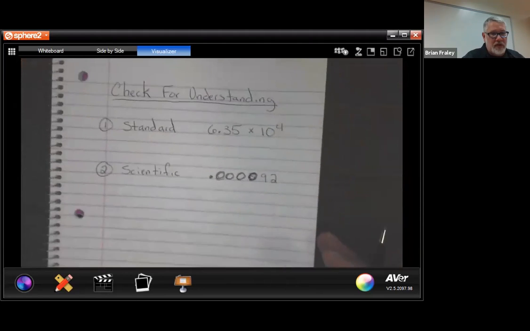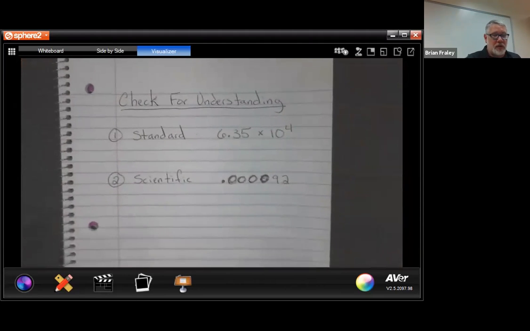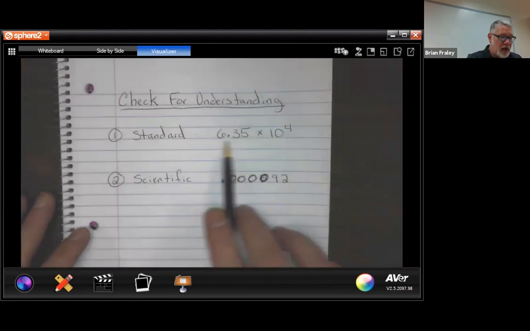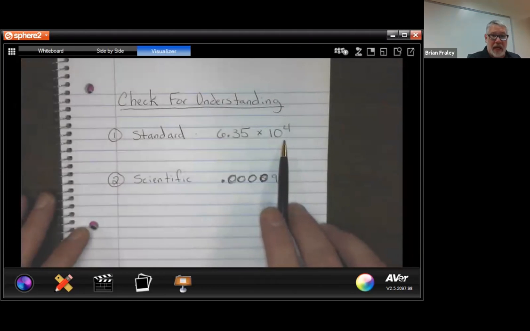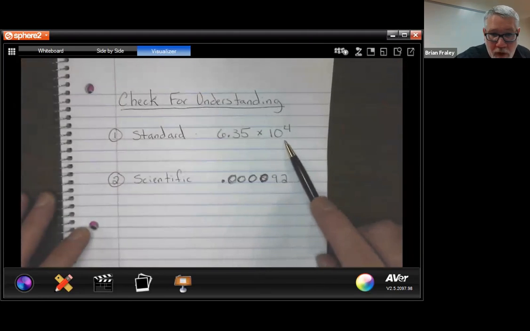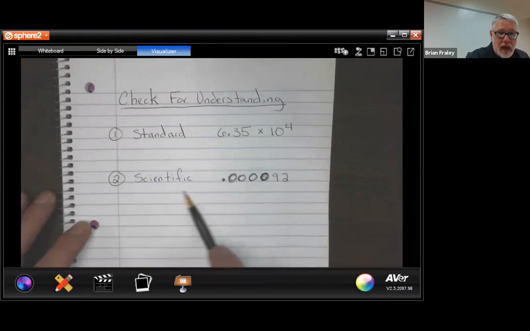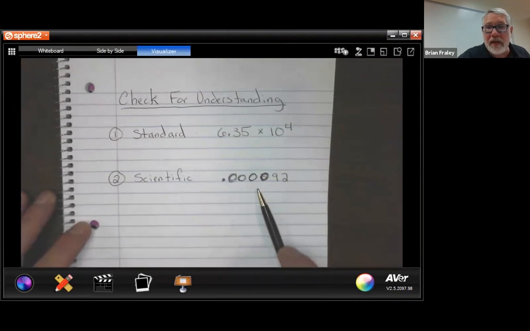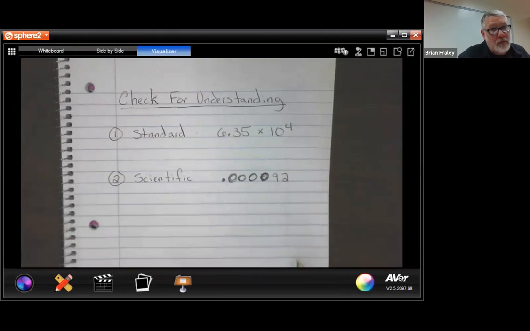Here's your check for understanding, guys. I want you to solve these 2 problems. Number 1, I want you to write this out in standard form, so you're going to move your decimal point. And then this one, I want you to write this guy in scientific notation. So you're going to have to move the decimal point again, but put it in the right spot.